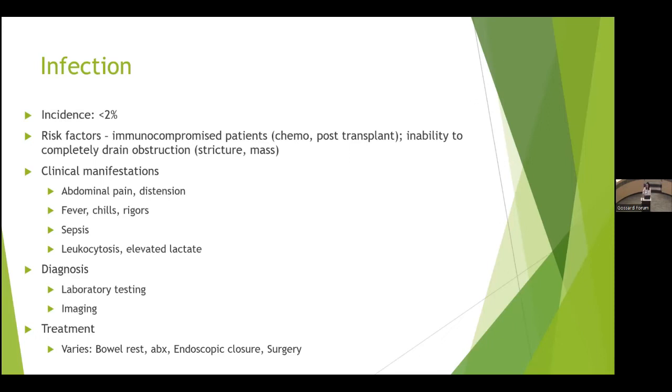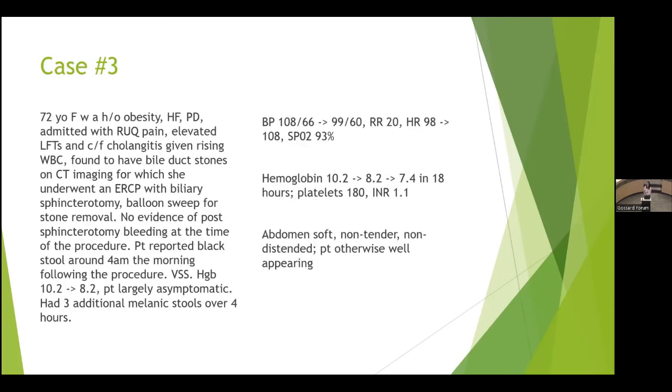So as you can see, her blood pressure was normal, on the low end of normal, and then dropped to kind of softer. Respiratory rate was around 20. Heart rate started to get a little tachy, and her SpO2 was 93%. Her hemoglobin dropped approximately 3 grams within 18 hours. Platelets were fine and INR was fine, so she was not coagulopathic. Her abdomen was soft, non-tender, non-distended, and she was otherwise well appearing other than the melena. So who wants to guess what her post-ERCP complication was?